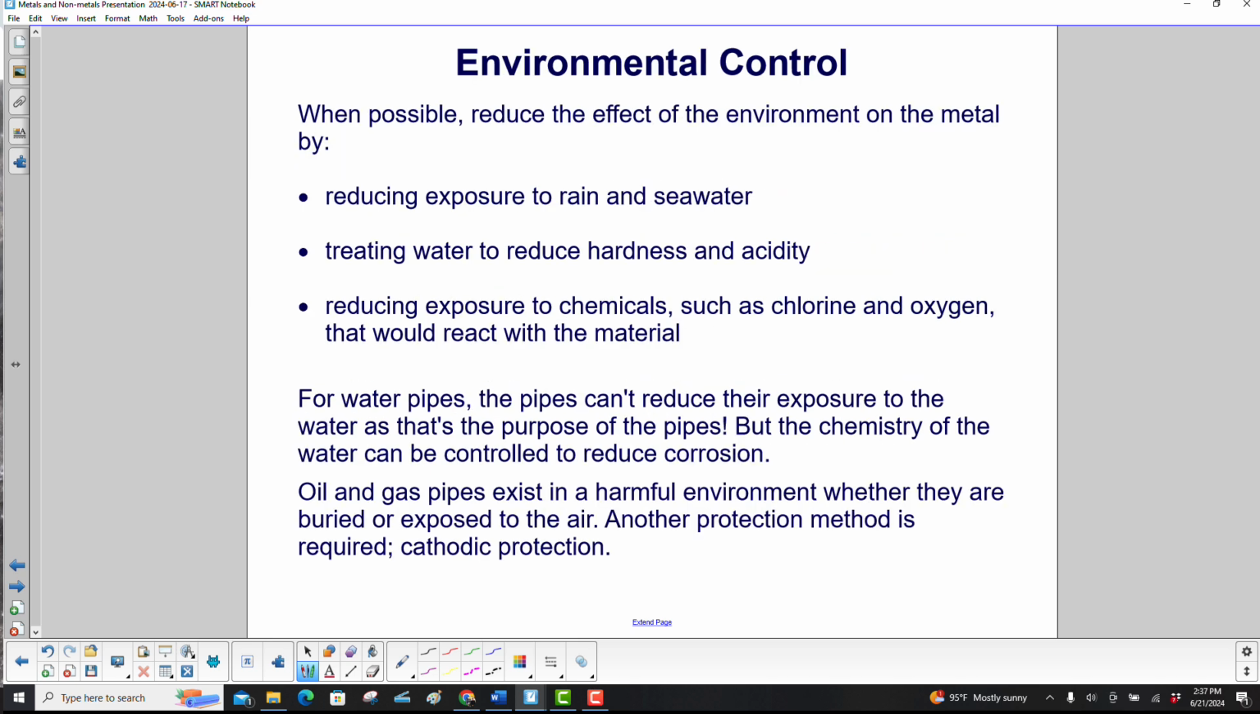When possible, reduce the effect of the environment on the metal by reducing exposure to rain and seawater, treating water to reduce hardness and acidity, and reducing exposure to chemicals such as chlorine and oxygen that would react with the material. For water pipes, the pipes can't reduce their exposure to the water as that's the purpose of the pipes. But the chemistry of the water can be controlled to reduce corrosion. Oil and gas pipes exist in a harmful environment whether they are buried or exposed to the air. Another protection method is required: cathodic protection.